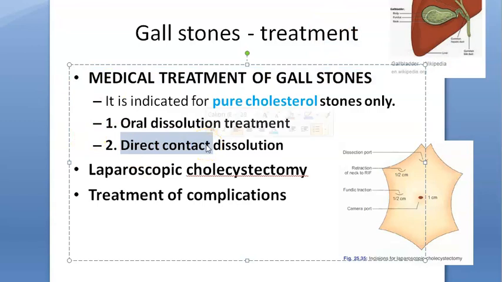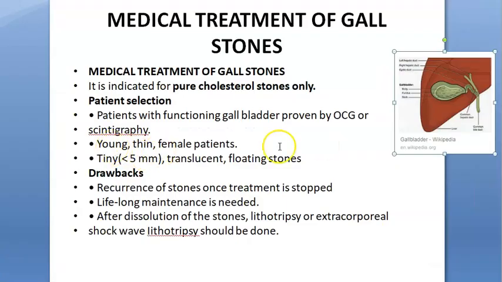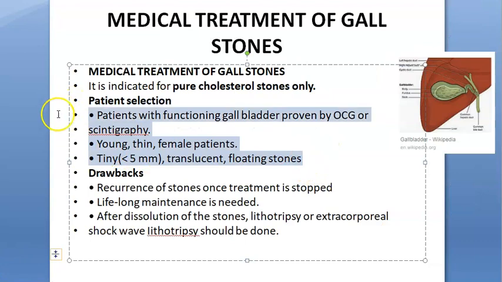Usually they are talking only about thin young female patients. That sounds a little weird. So they are looking only for thin young female patients, and these stones should be tiny. I think that you would have guessed by now. The stones should be tiny, translucent and floating stones they should be. Just brought in all the points here for you. So these are the way you will select the patient.